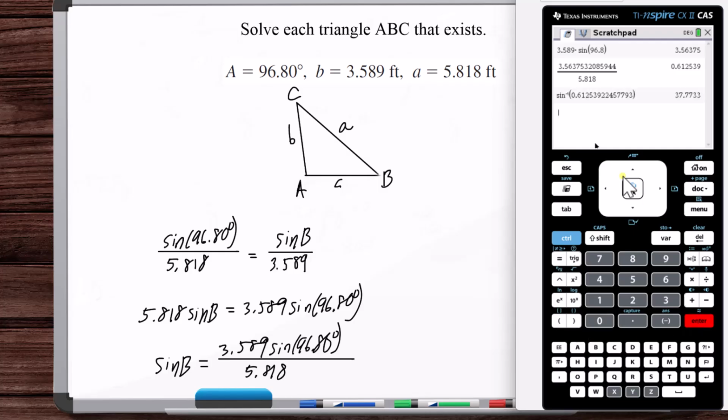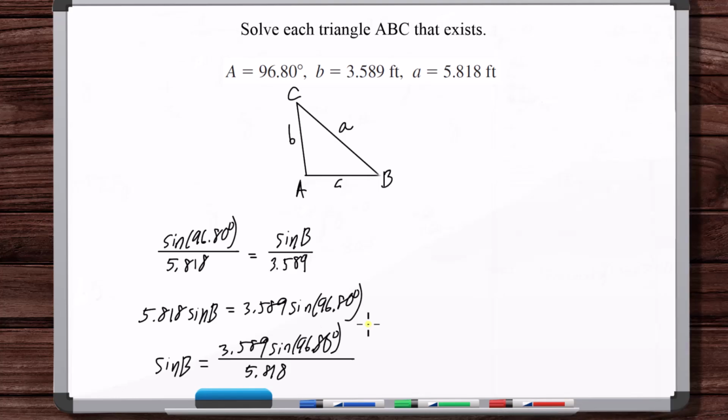Okay, but now you might say, well, wait a minute, what about the other angle? Could there be two triangles? Well, no. If you think about it, we started with an obtuse angle, so you can't have two obtuse angles in a triangle. We don't even have to look at this. We know there's no way this is going to work because this is going to be obtuse. So there's only one possibility, 37.8 degrees. Okay, so that's angle B.